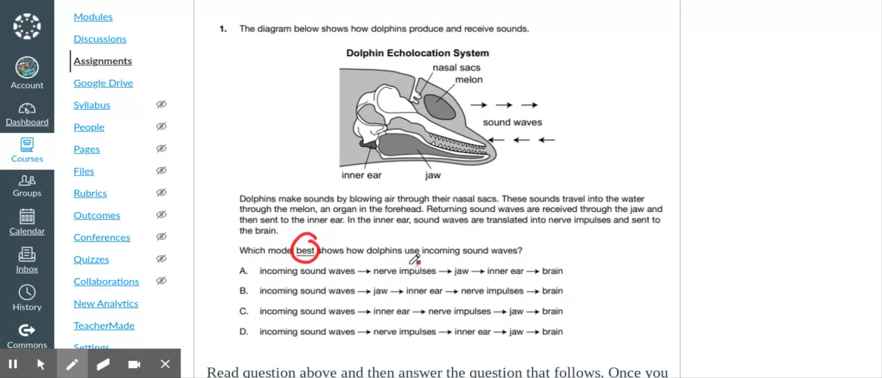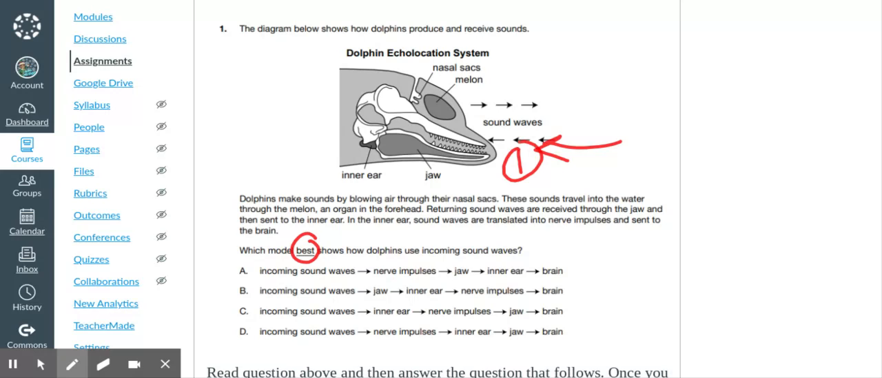So it looks like we've got to figure out what happens when the sound waves come into the dolphin. Well, we can look at the diagram, but we can also read. So we have 4 options. Let's first just read through it. It says returning sound waves. That's going to be the incoming sound waves. So the incoming sound waves is first.